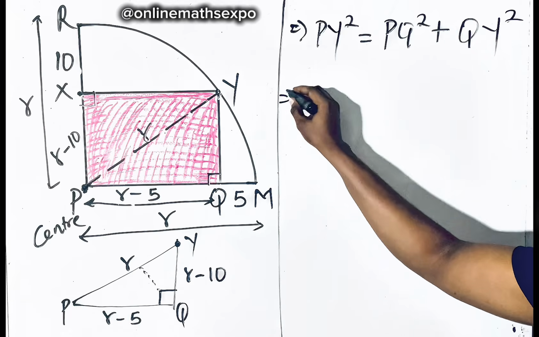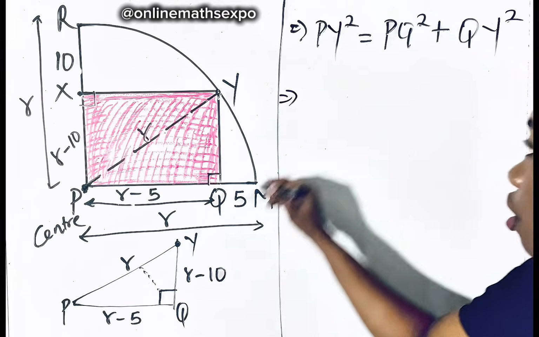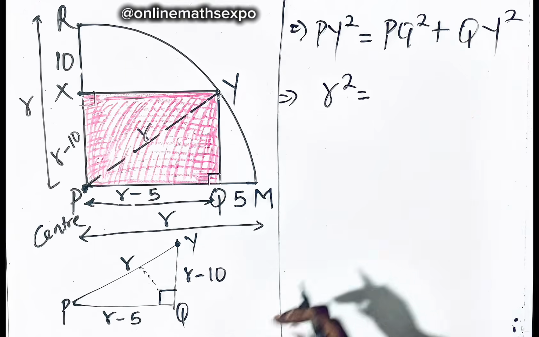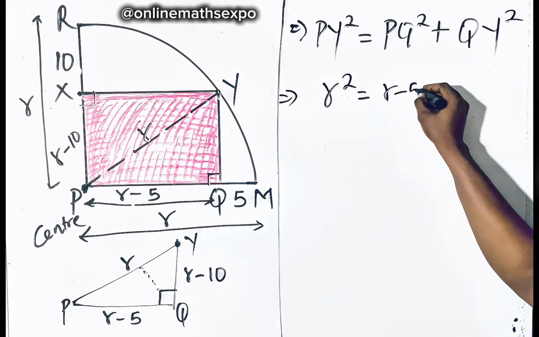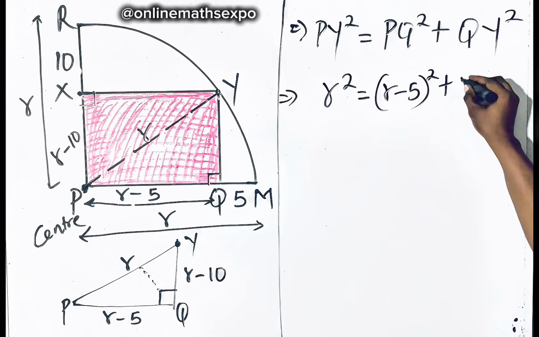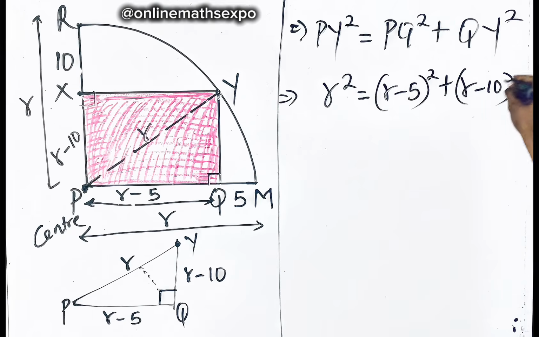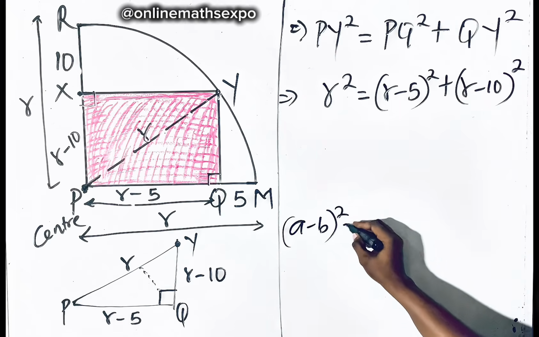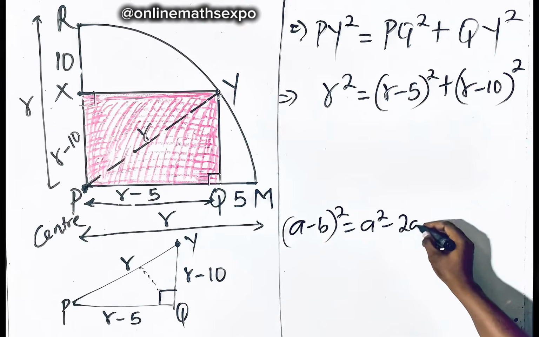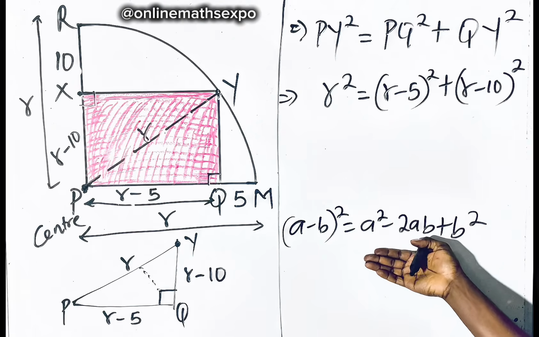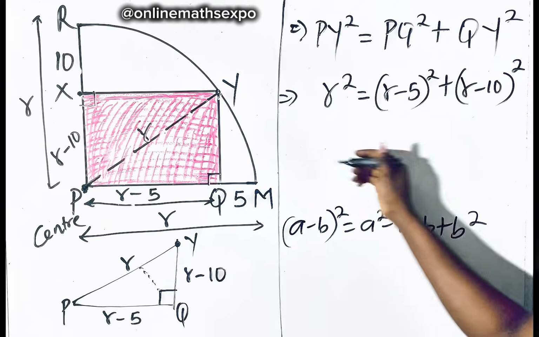And to do that, we are going to have PY is given as R. So we have R squared is equal to, square these two, we have (R minus 5) squared plus QY is given as (R minus 10) all squared. Now what do we do? Just remember that for every (A minus B) squared, it's always A squared minus 2AB plus B squared. Let's apply this algebraic identity on the right part.